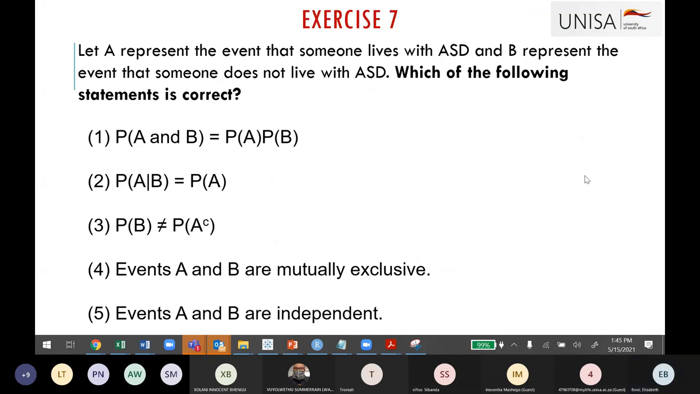Exercise 7 states: Let X represent an event that someone lives with ASD. A represents someone lives with ASD. B represents that someone does not live with ASD. So A is the complement of B, or B is the complement of A in this instance. Which of the following statements is correct?